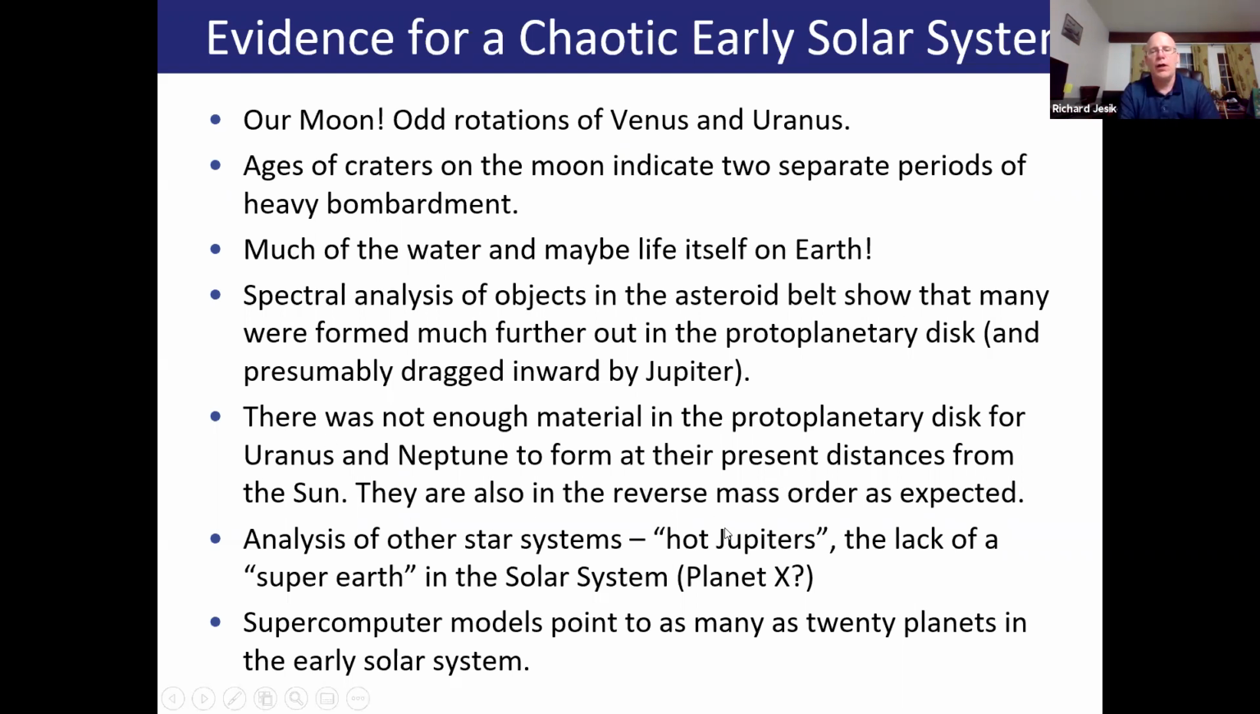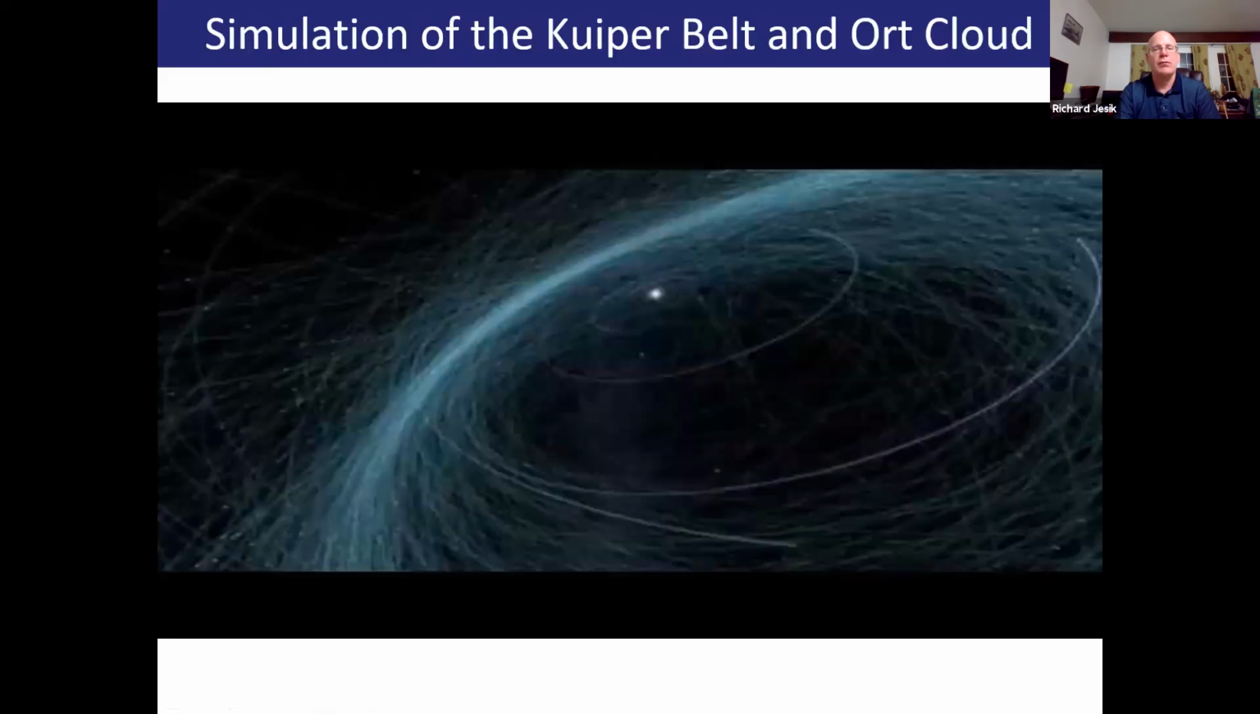And then again, we learned all of this stuff from hot Jupiters, from other star systems. And then again, now that we had that idea, we put those hypotheses into computer models of the solar system and run them and see how we get a stable system from that. And so the latest models say there are as many as 20 big planets in the early solar system, and then we eventually ended up with the ones we have now.